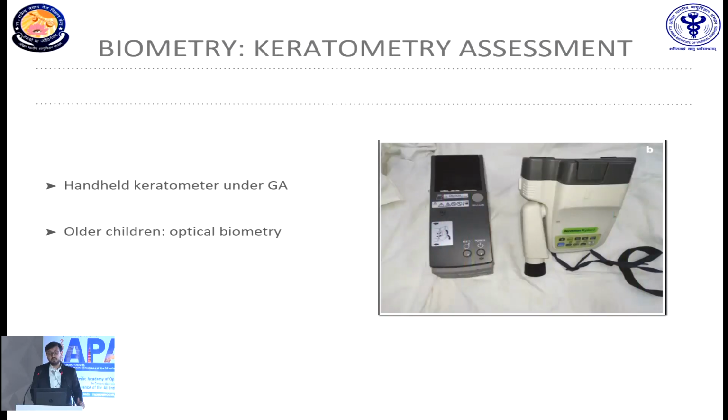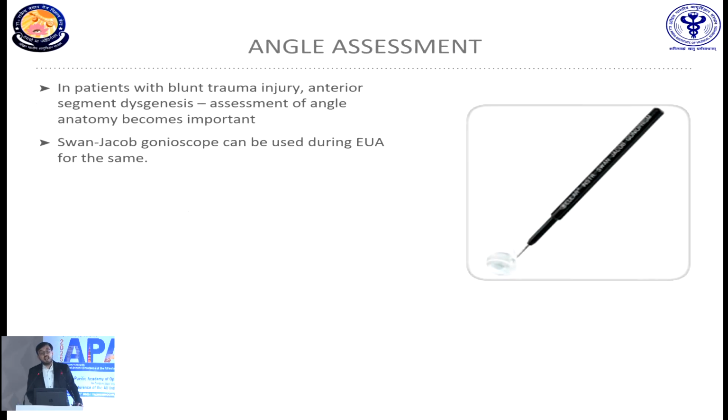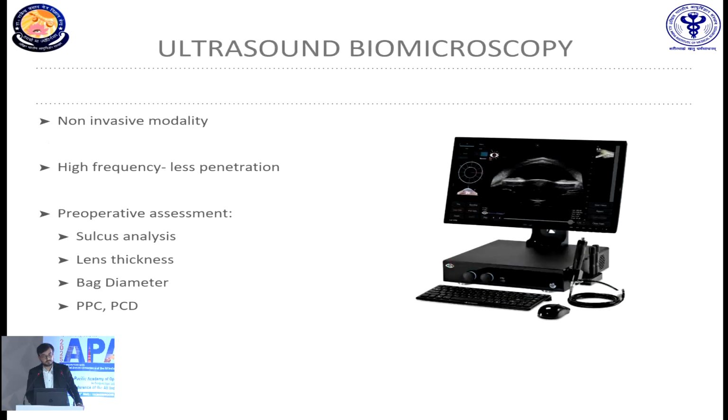Second is the keratometry assessment. Handheld keratometers can be easily used to assess the keratometry. IOP assessment becomes essential in uveitic cataract as well as rubella-induced cataract and microphthalmic eyes to rule out glaucoma at this point. Angle assessment becomes essential in cases of blunt trauma where there might be a chance of cyclodialysis or iridodialysis, which is missed on pre-op evaluation and can be easily assessed by the Swan-Jacob gonioscopic lens.